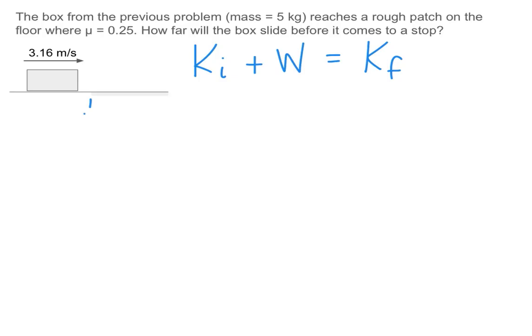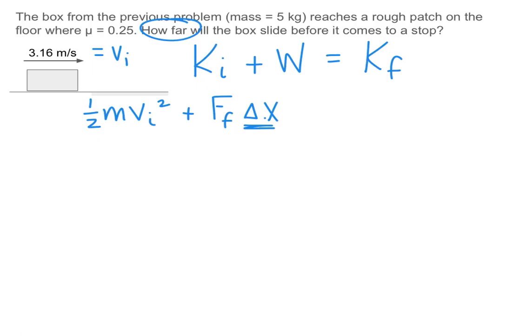So we would again say 1/2 times our mass times our initial velocity squared, but now our initial velocity is this value because we're changing which part of the motion we're looking at. And now our work is going to be specifically the force of friction that's working against the motion. And we're going to have a change in x that we're going to try to find. This is going to be our question mark. This is the thing we're looking for, how far the object slides.